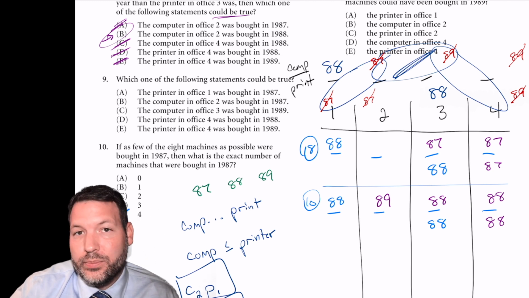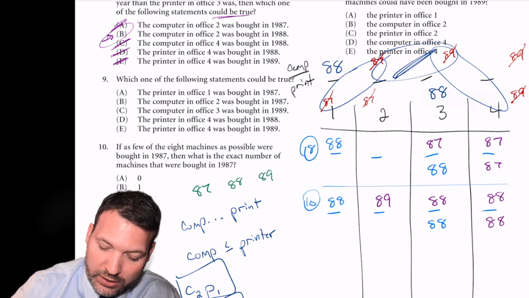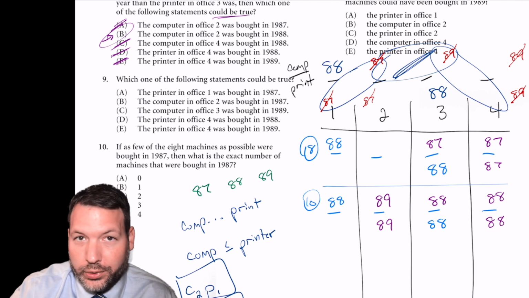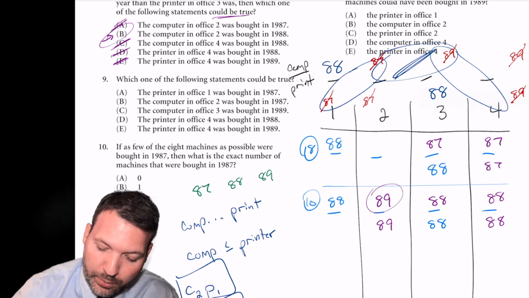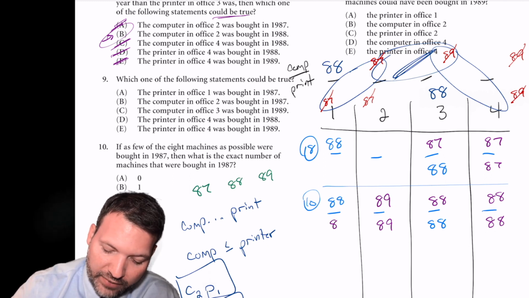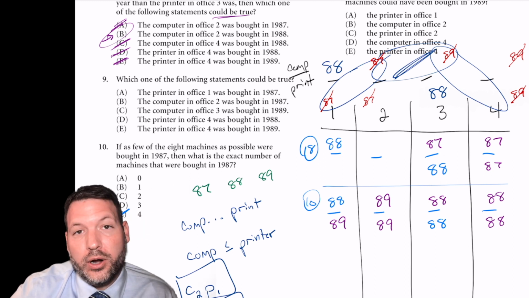Once I've placed that computer in 89, the printer in that office has to be the same year or later, so the only option is 89. And of course, once I place that computer in Office 2, I always have to use the same year for the printer in Office 1.